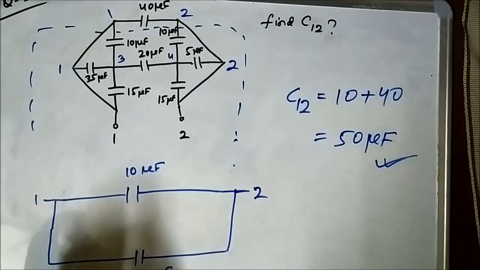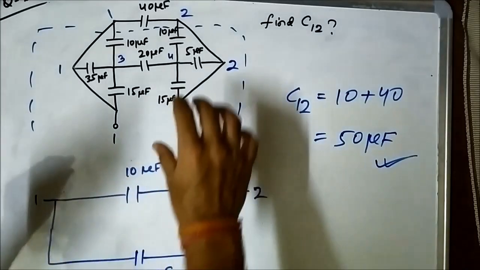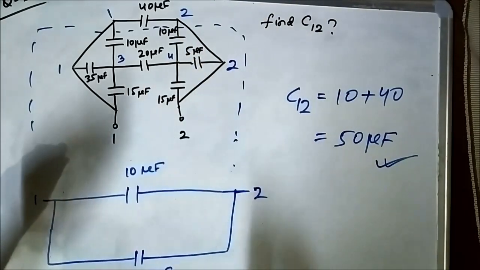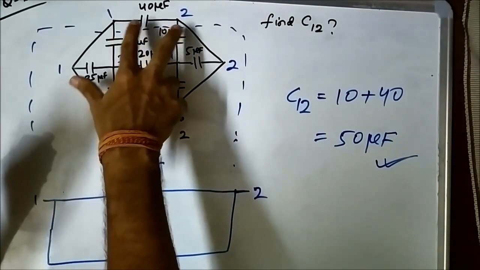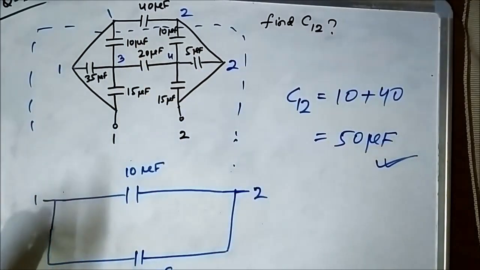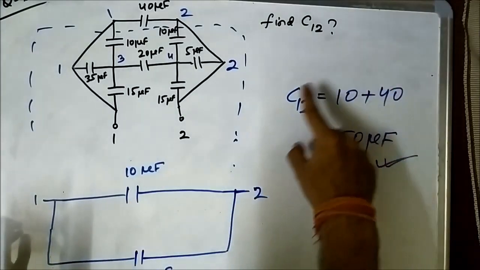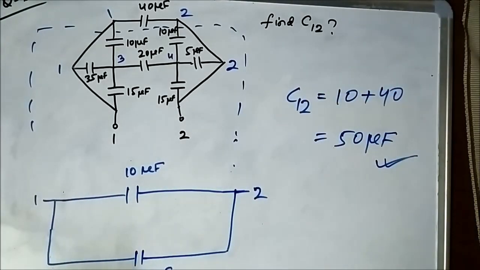So we did that. We found out that these 3 capacitors are connected between points 1 and 3. These 3 capacitors are connected between 2 and 4. Between 1 and 2 is the 40 microfarad, and between 3 and 4 is 1 capacitor, which is 20 microfarad. Then we could easily handle the circuit, and we found the equivalent capacitance as 50 microfarad.